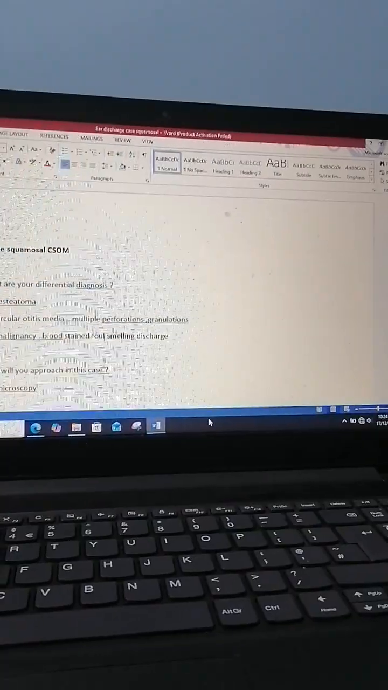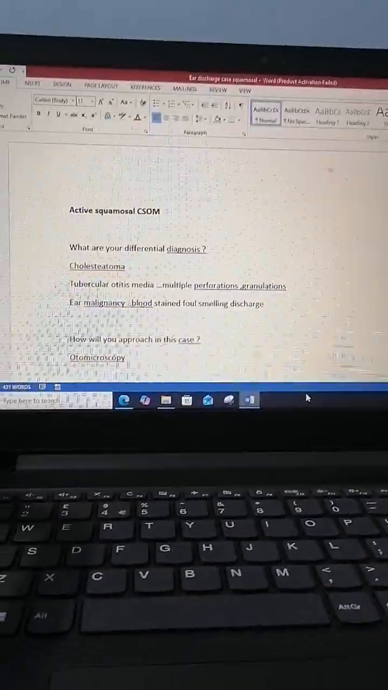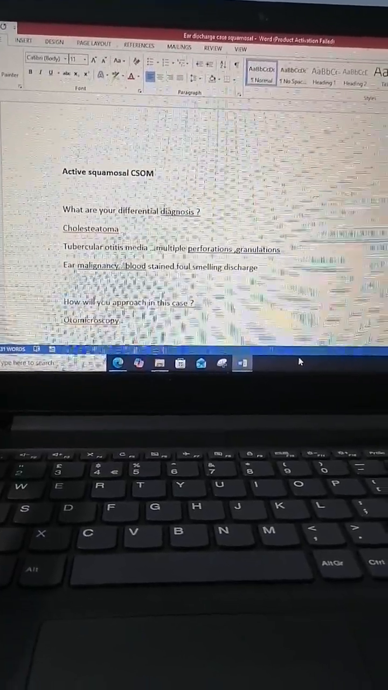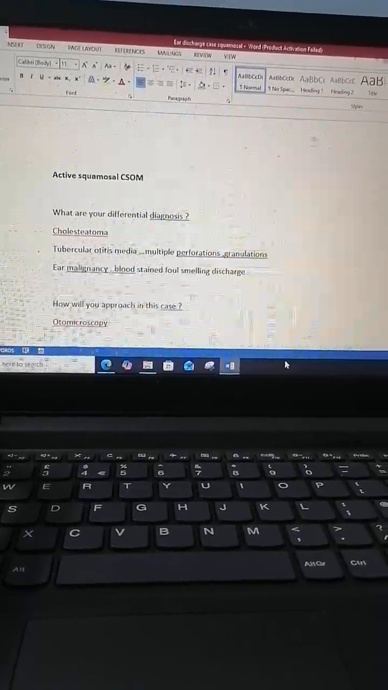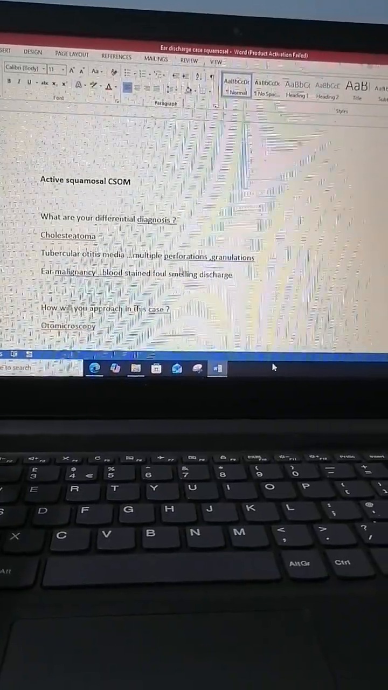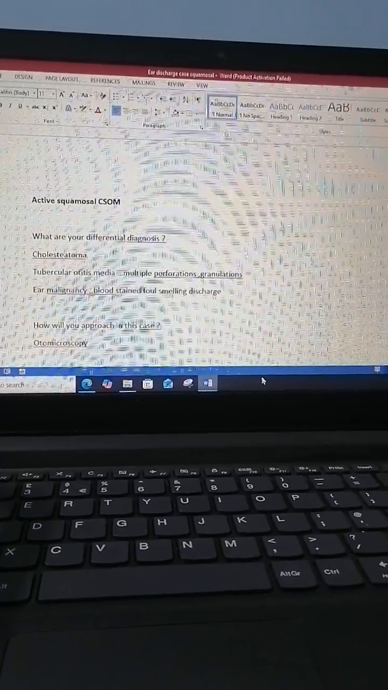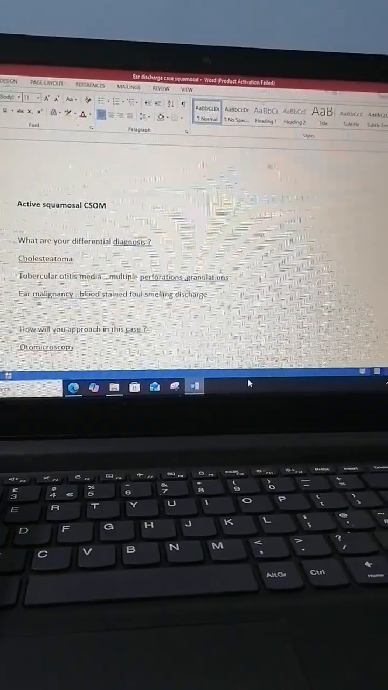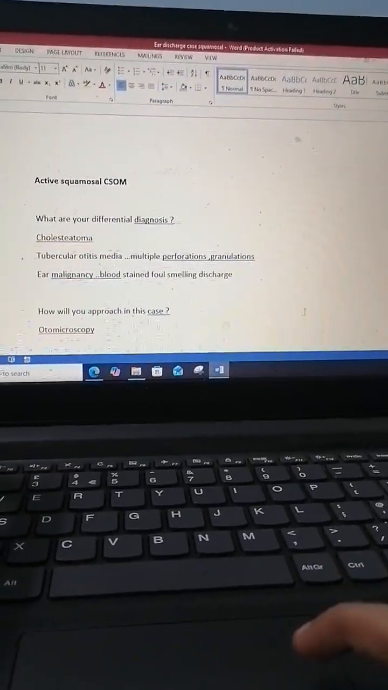In tubercular otitis media, there are multiple perforations of the tympanic membrane, and granulations will be present. So we can differentiate it from cholesteatoma. In ear malignancy, there is blood stained foul smelling discharge, so we can differentiate it from cholesteatoma. So how will you approach this case?